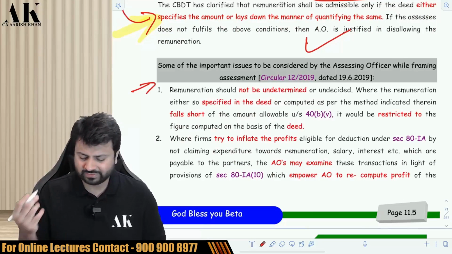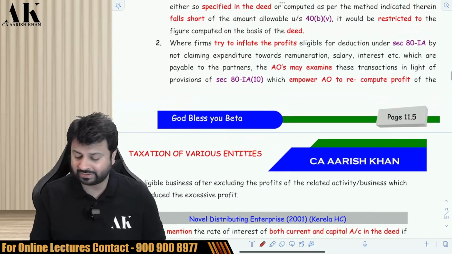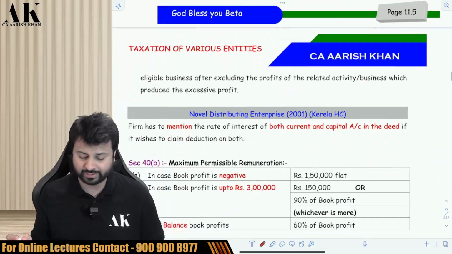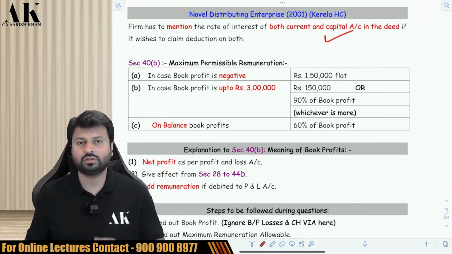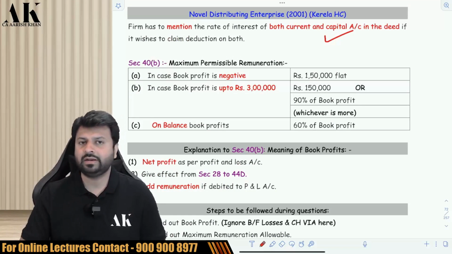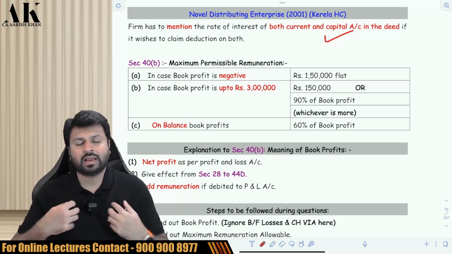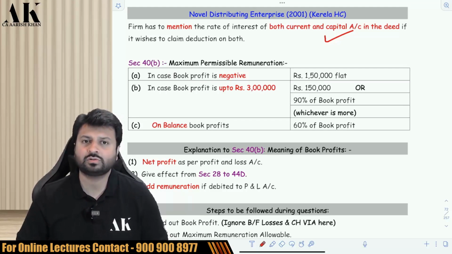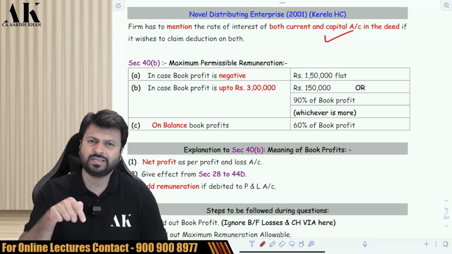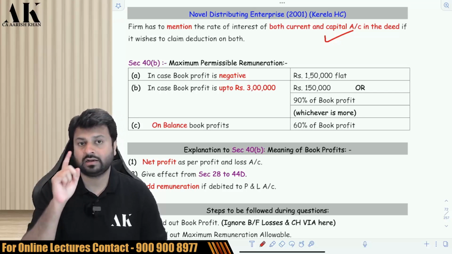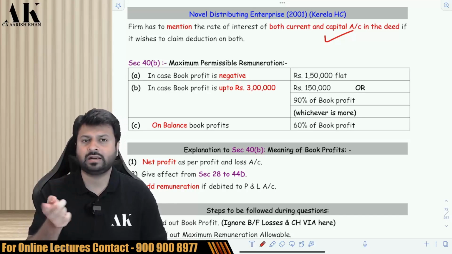Then this is a circular which is saying the same thing which I mentioned above, and this ATIA point we will be discussing in the later points. Okay. Next point. Suppose I am a firm, you are a partner, and I am paying some interest to the partners on capital account. It is mentioned in the deed that the partners are paid interest on capital account. Then interest on capital account will be allowed.